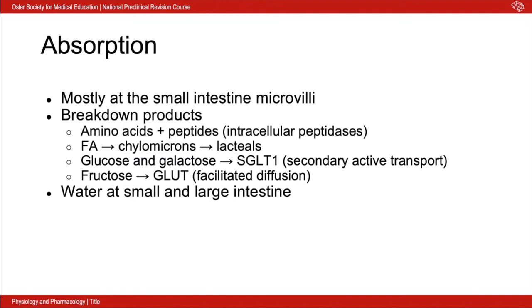Then you have glucose and galactose, which are absorbed through secondary active transport via SGLT1. And the reason this is secondary active transport is that SGLT1 uses the sodium gradient to transport glucose into the cell. But you need to actively transport sodium to generate that sodium concentration gradient, even if the transport of glucose or galactose itself isn't using energy. So that's why it's secondary active transport.